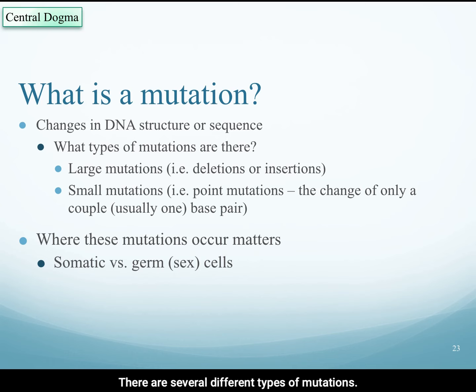There are several different types of mutations. There are large mutations such as deletions or insertions, and there are small mutations such as point mutations, where there's only a change in a few base pairs. Mutations can occur in somatic cells as well as germline or sex cells.